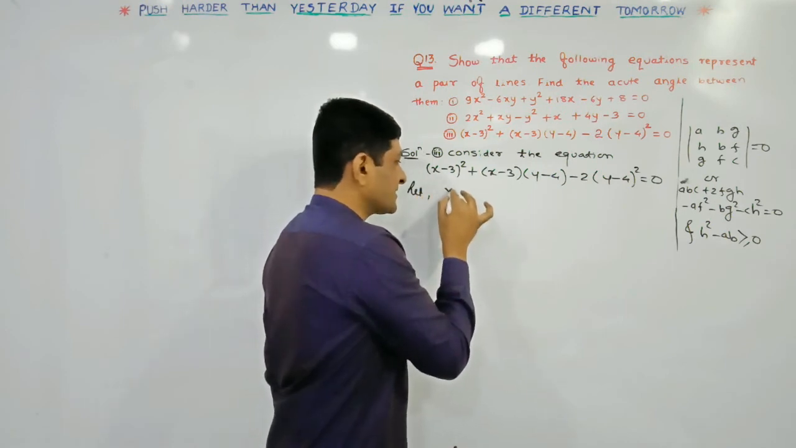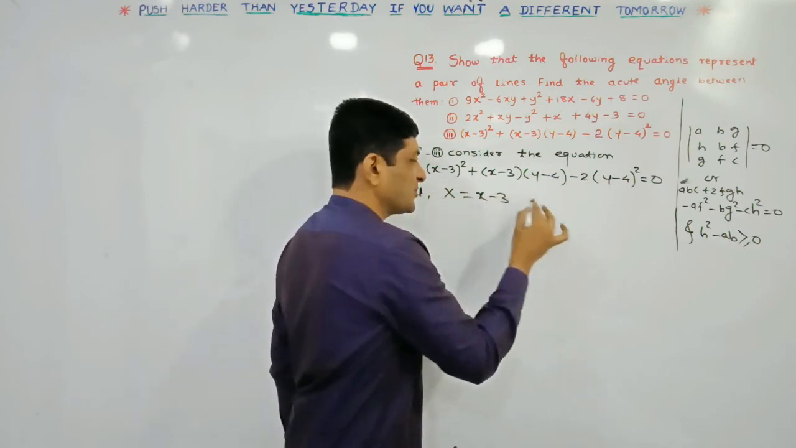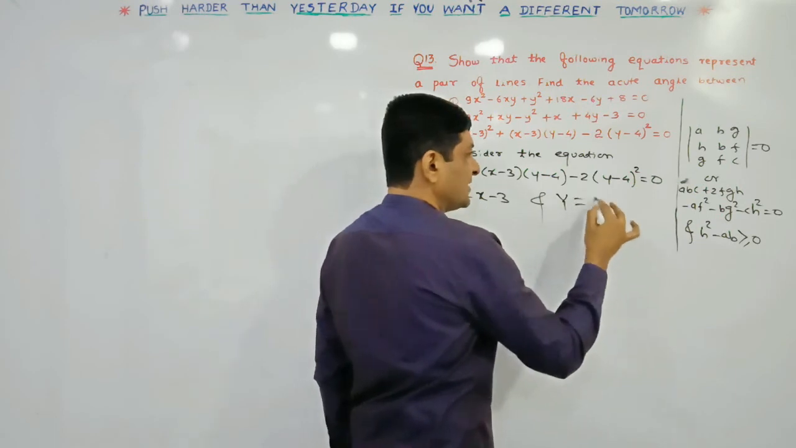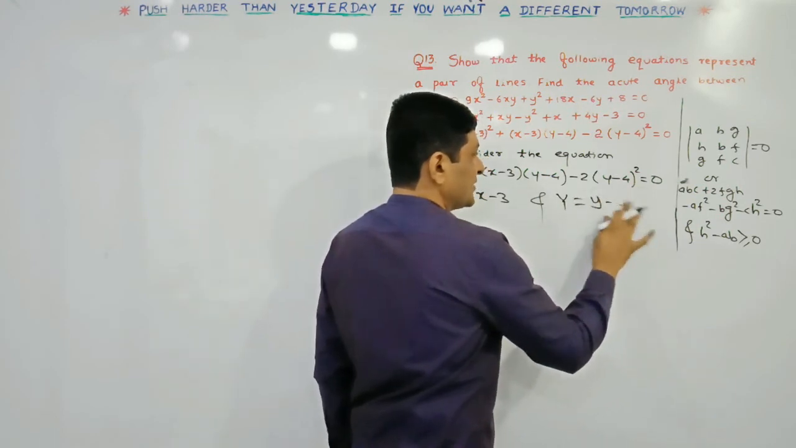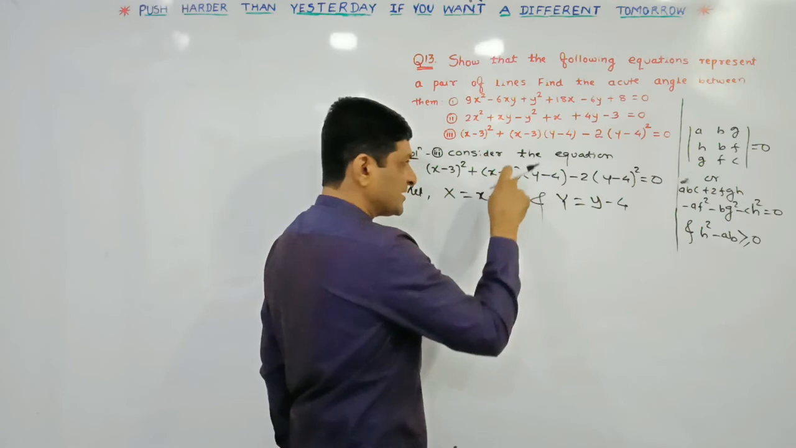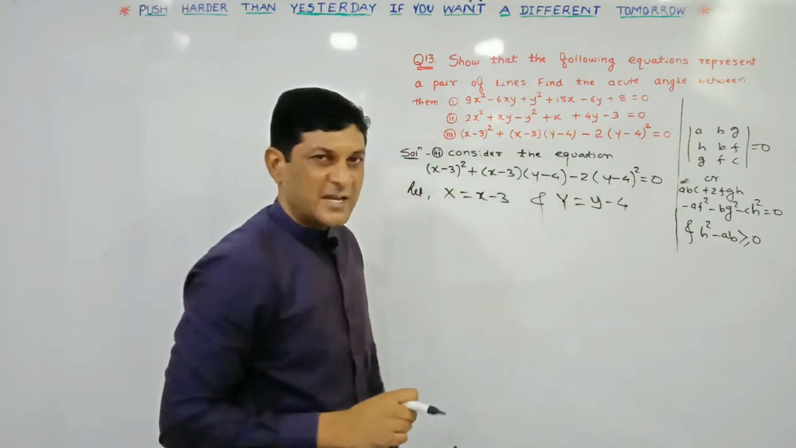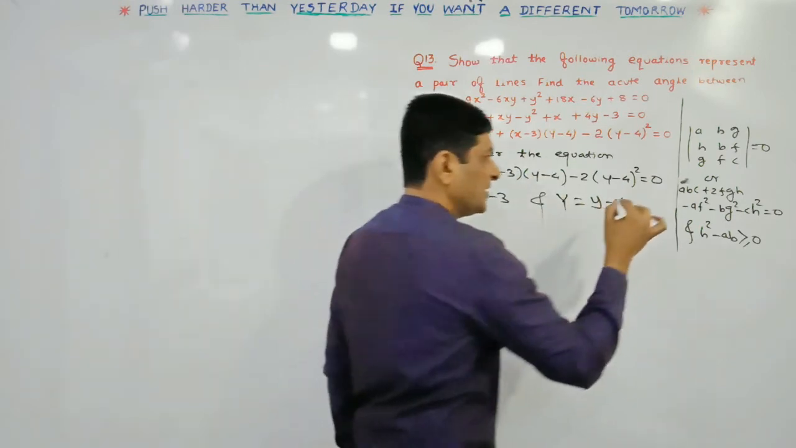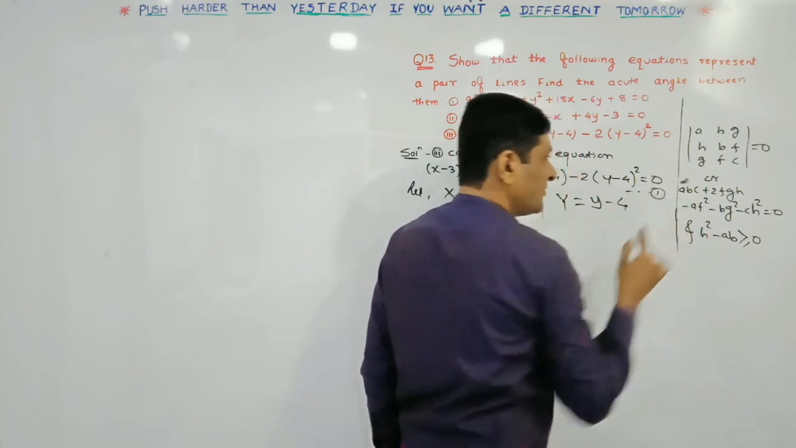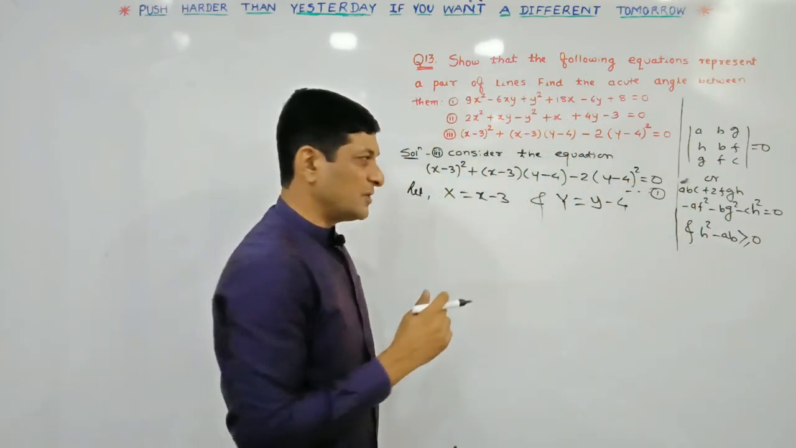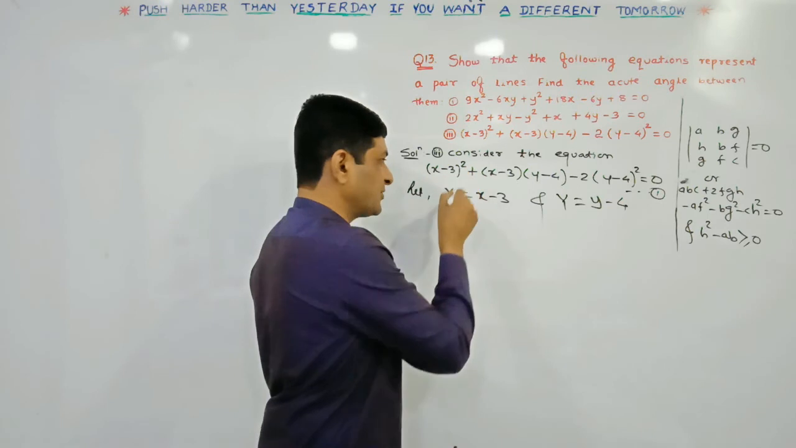So let capital X be equal to x minus 3 and capital Y be equal to y minus 4. So in short, we are denoting x minus 3 by capital X and y minus 4 by capital Y. The given equation I am denoting by equation number 1. Let us see what new equation we are getting here. Replace x minus 3 by capital X.